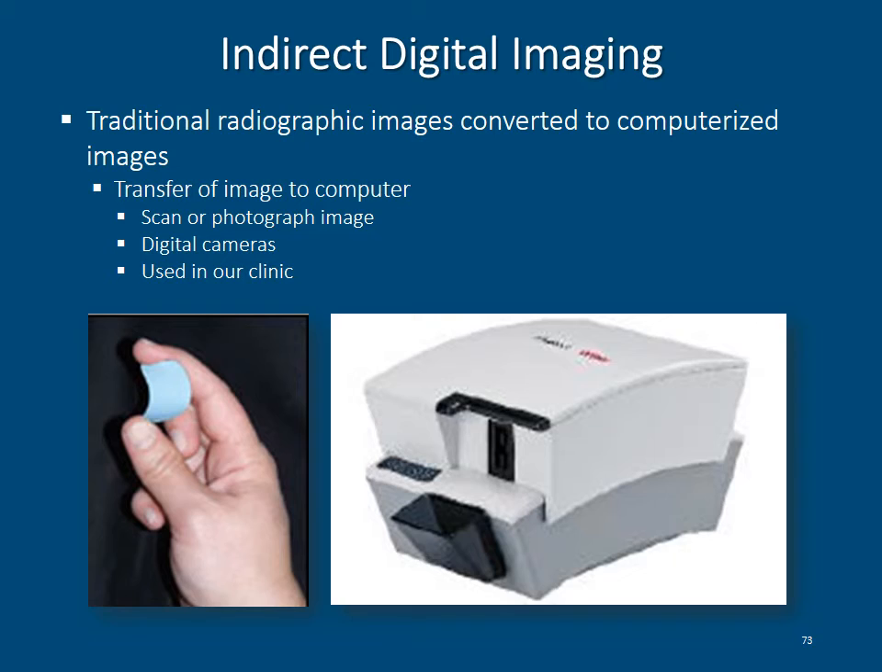When exposing indirect digital imaging using the phosphoric plates, these phosphoric plates are then energized by the radiation, and they're put into this digital scanner, which then processes the image and sends the image directly to a computer program where it's arranged and placed in a full mount series type of mount.